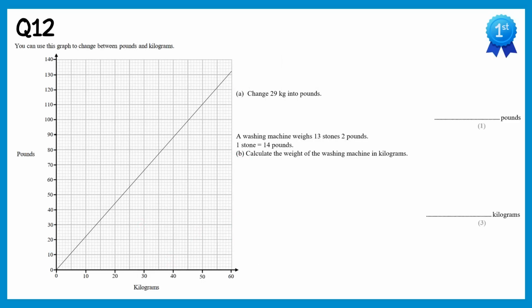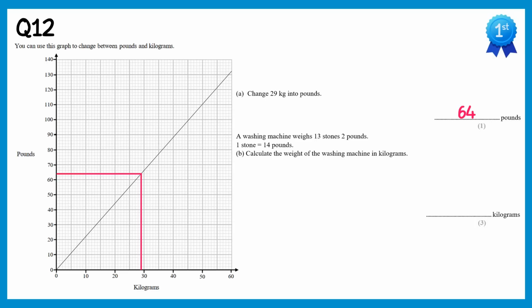For this question, we need to change 29 kilograms into pounds. I notice the axis at the bottom is in kilograms, so go along until you find 29, and then go straight up from that point until you hit the conversion line. You can then go straight across until you hit the next axis, and read off this value. This value would be 64 pounds.